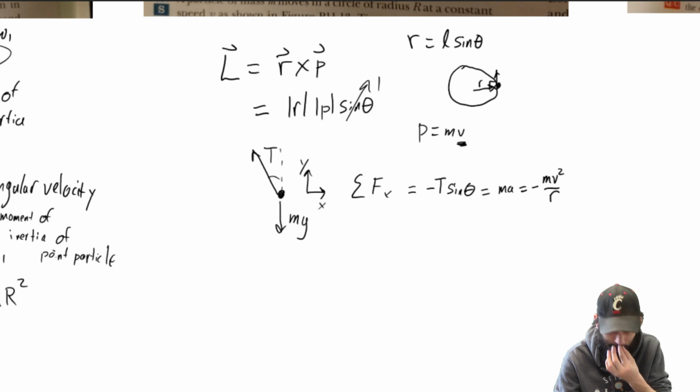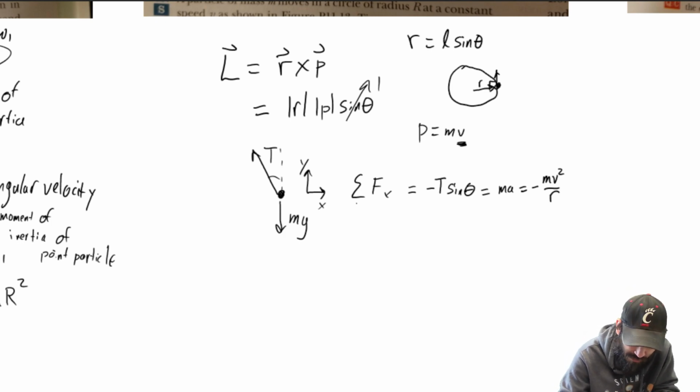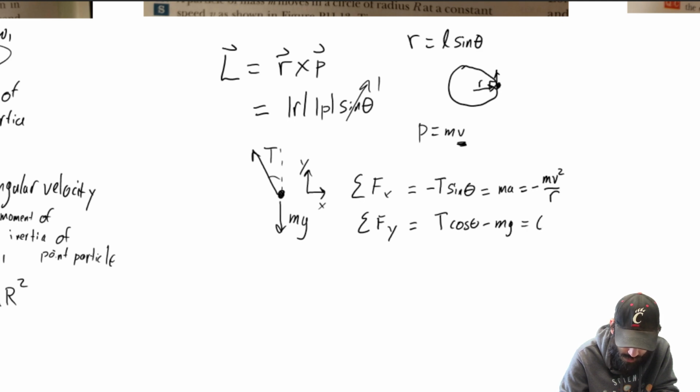I'm just going to carry it around as an r for right now. So for our sum of forces in the y direction, we're going to get T times cosine of theta minus mg is going to be equal to 0. So now what we can do in order to get rid of T, because ultimately we need v, right? Ultimately we need v here. I'm just going to take the top equation and divide it by the bottom equation.